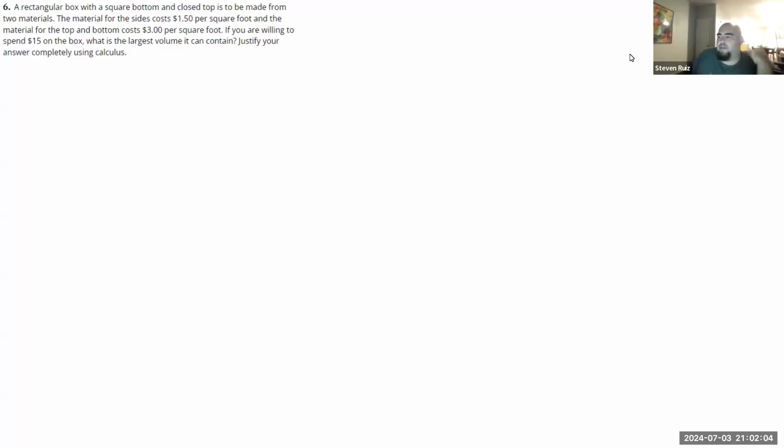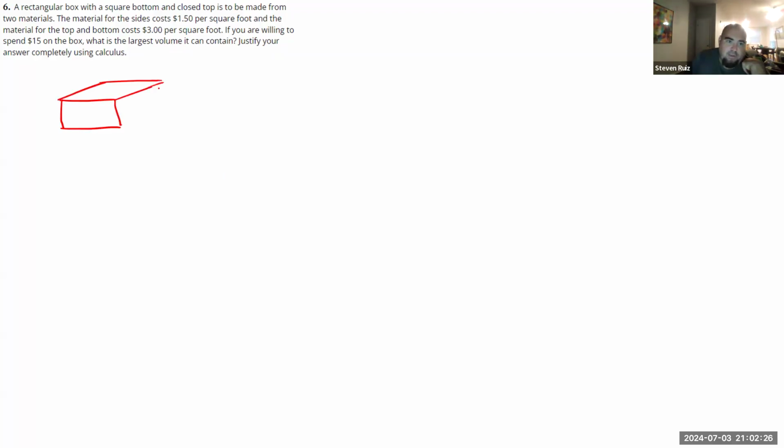All right, let's look at section 3.4, exercise 6. So we have a rectangular box. Looks like it's fully enclosed. So first I'm going to draw a picture, and this is not meant to do anything other than help me organize my work later.